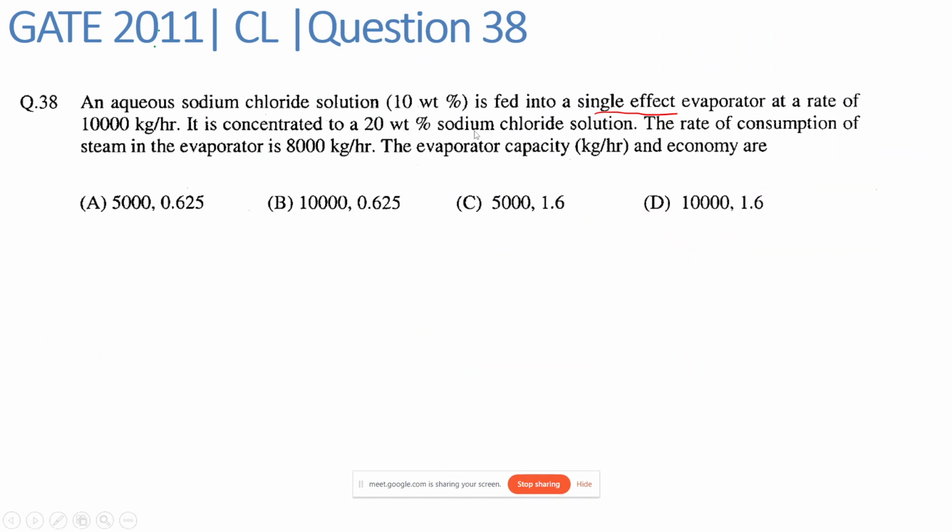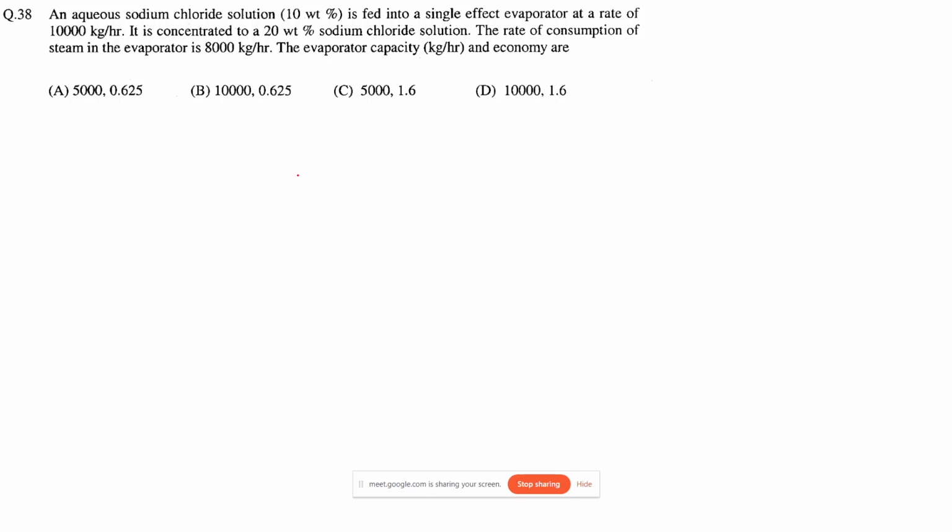So this is question 38 of GATE 2011, and we have been given that an aqueous sodium chloride solution is fed into a single effect evaporator at a rate of 10,000 kg per hour. It is concentrated to a 28% sodium chloride solution. The rate of consumption of steam in the evaporator is 8,000 kg per hour. The evaporator capacity in kg per hour and economy are dash. So let's look at the solution.